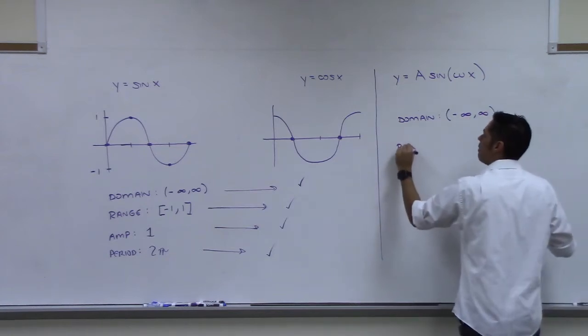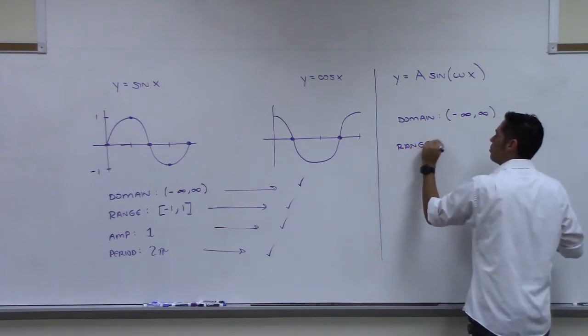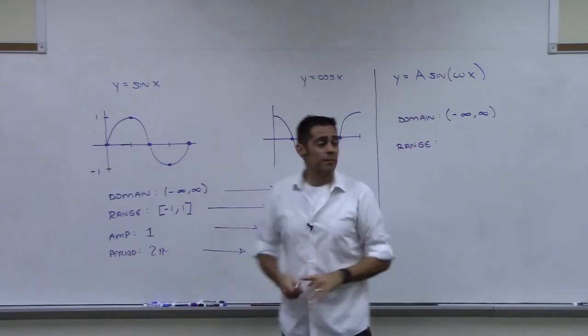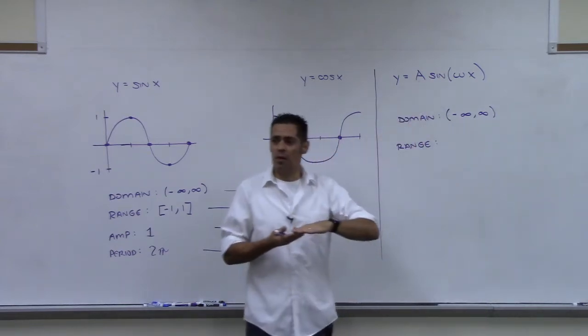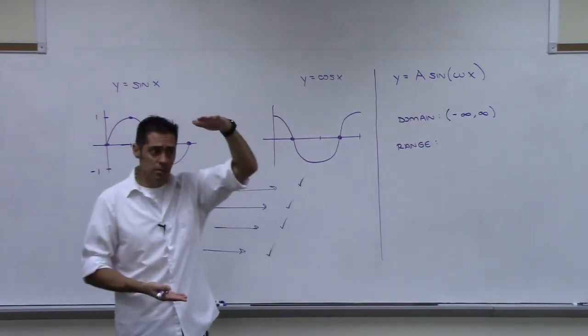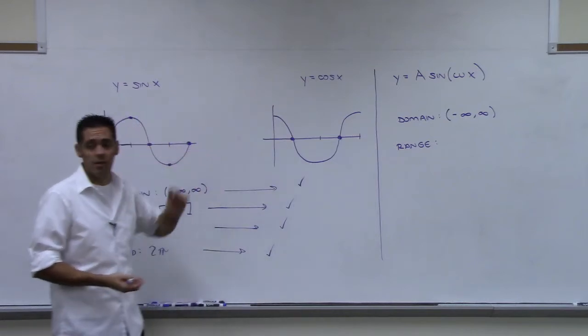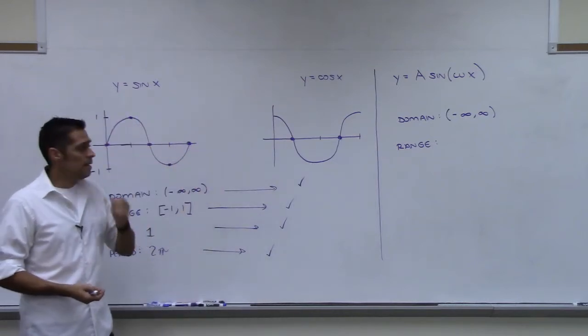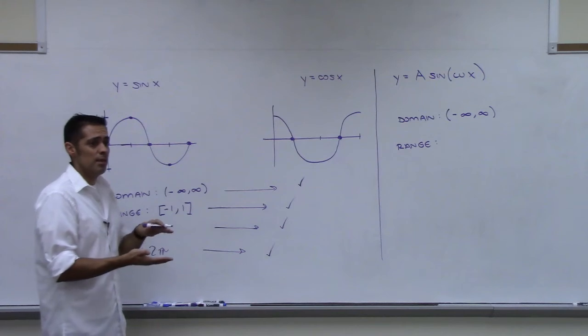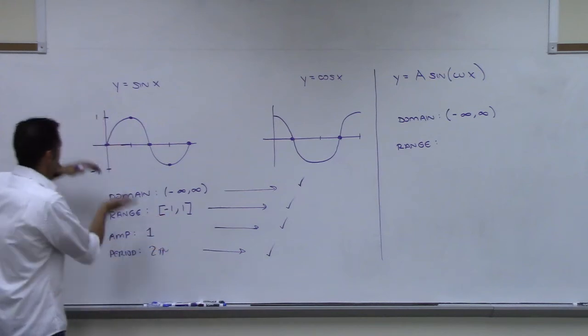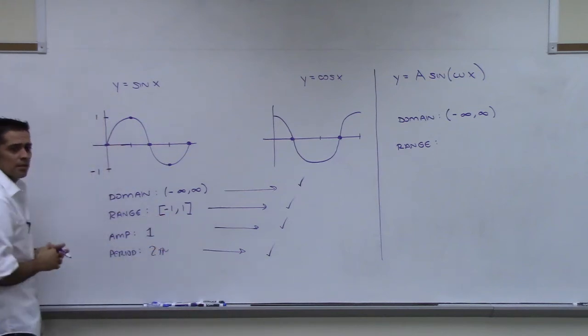The range, however, is going to change because that number in front, A, is going to make our amplitude larger or smaller. It could be smaller. It depends on what A is, right? So our range is actually going to change. Instead of going from -1 to 1, what's it going to go to? What do you think?